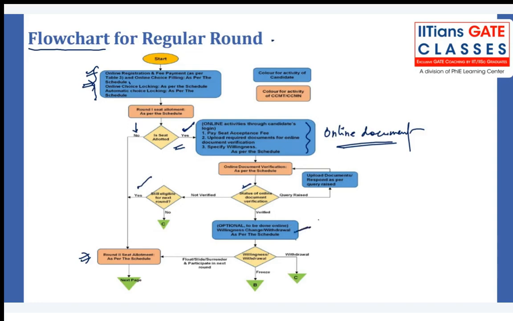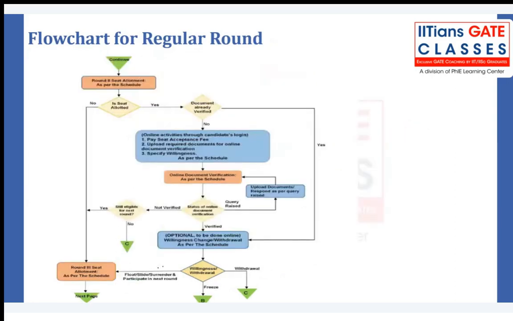Keep in mind that the very first important point is that you have to register and put in the perfect choices, everything should be okay. You can also freeze it, or you can also withdraw your seat. Like if you got the seat, you can freeze it finally, or you can withdraw it. So this is the first round. And if you want to continue, suppose you haven't got anything in the first round, you can go for a second round of seat allotment.